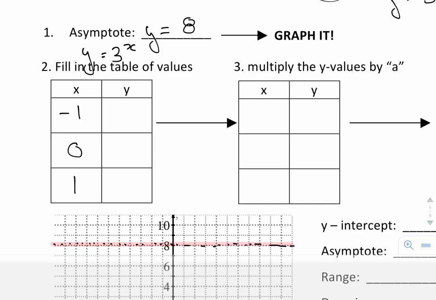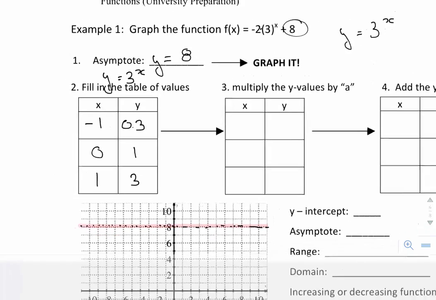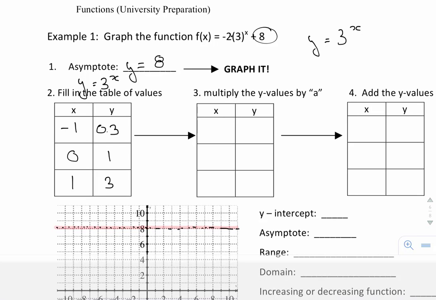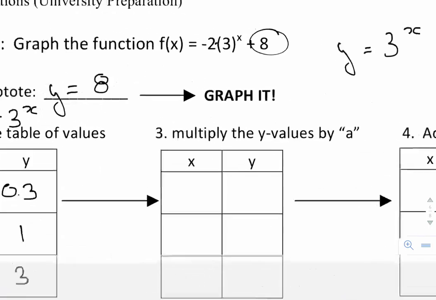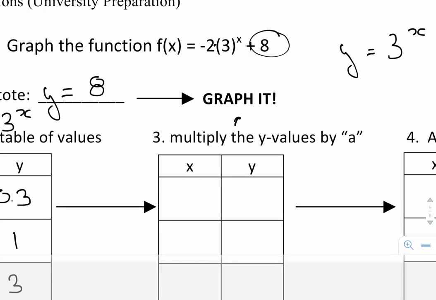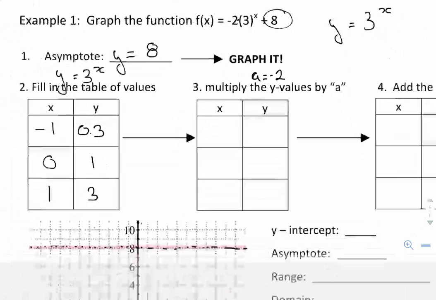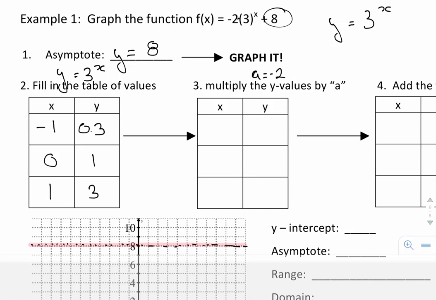So I have 0.3, I have 1, and I have a 3. So step number 1, I want to multiply the y values by a. So in this case, my a value is -2. So if a is equal to -2, I'm going to multiply each of the y values by -2. X's stay the same, and now the y values become -0.6, -2, and then -6.